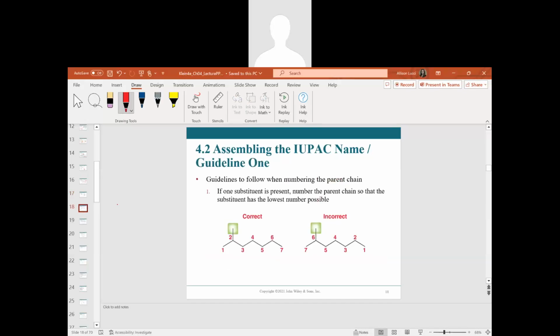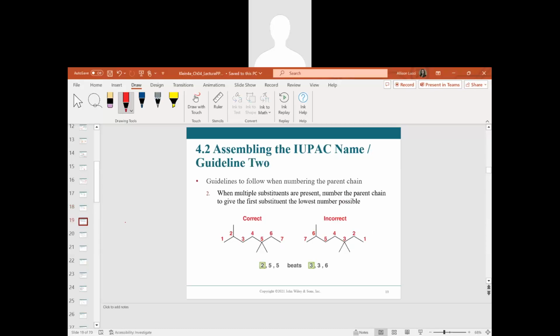So when we are numbering our carbon chains, we always want the lowest number possible for our substituents. So over here would be the correct numbering system, where we would end up with a 2-methyl heptane, versus over here it would look like a 6-methyl heptane, and this would be incorrect because it's the same structure, just numbered incorrectly. It doesn't have the lowest numbering possible.